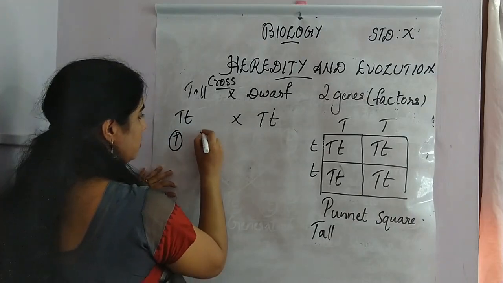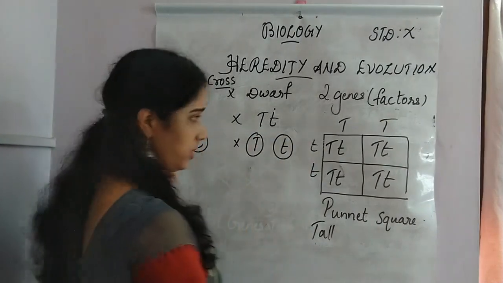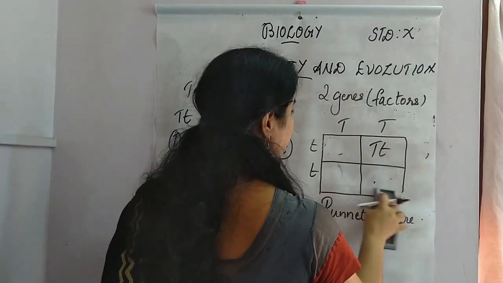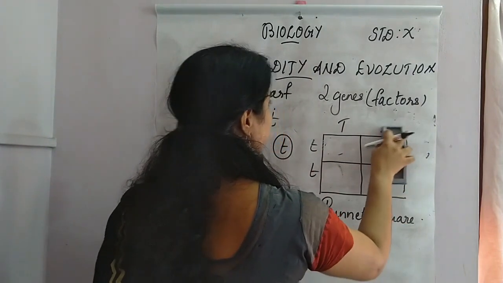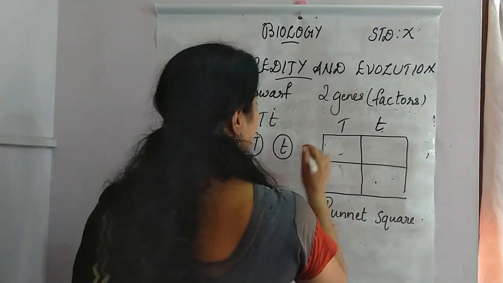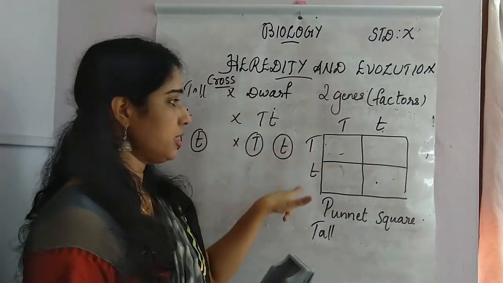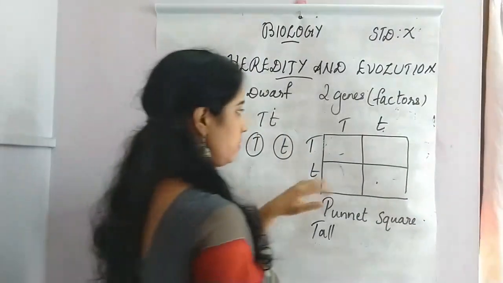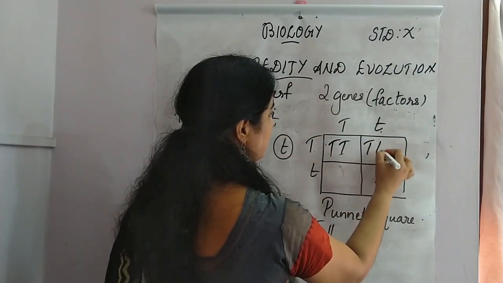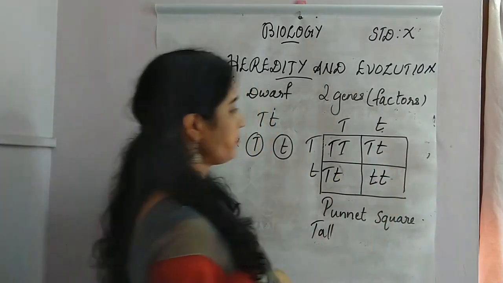So here write up. See, father, capital T, small t. Mother also, capital T, small t. Then shall we cross it? One T from here and one T from here. Here, capital T, small t. Then here, capital T, small t. Last one, small t, small t.